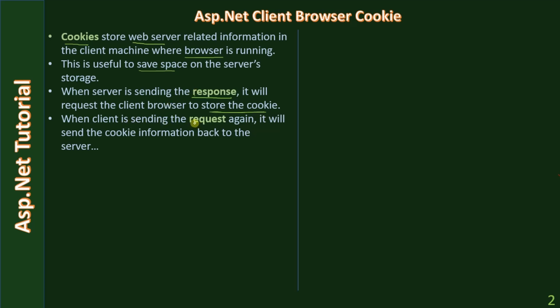When the client is sending the request again, right? So, a second request, let's say. The first request is gone, the web server talked back to the browser, and the browser sees that there is a request to store the cookie. It will store it, and when the web browser is sending the request again, it will send the cookie information back to the server.